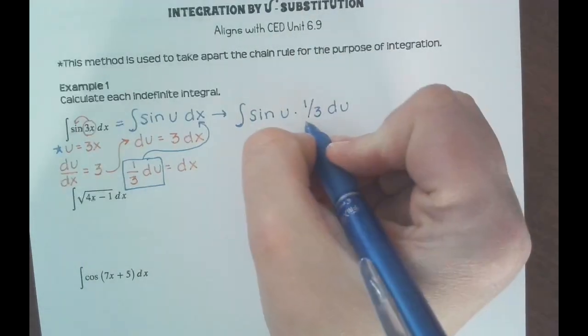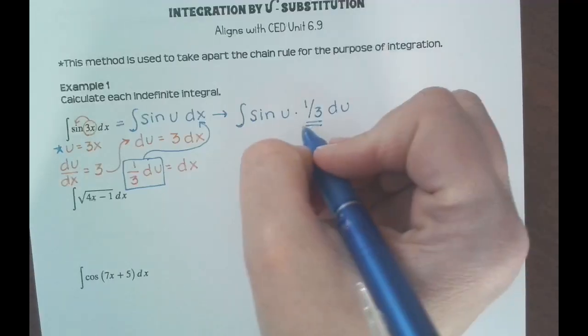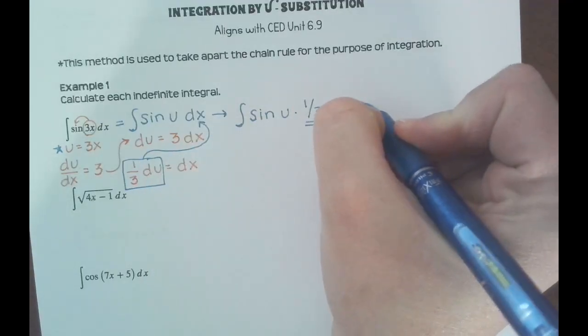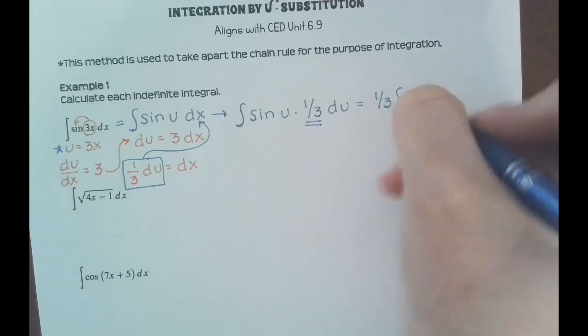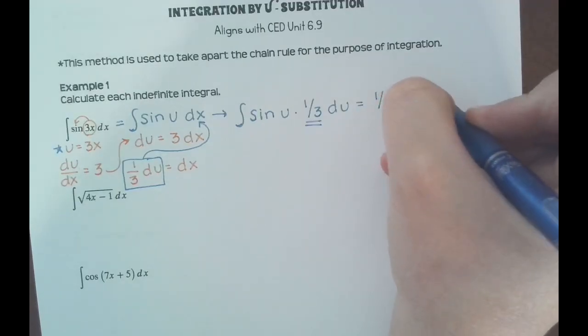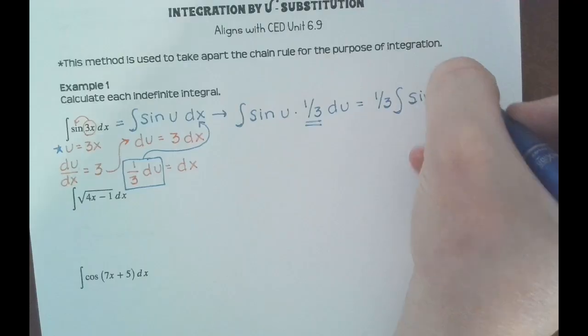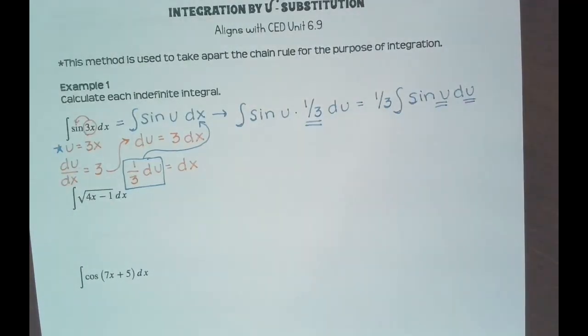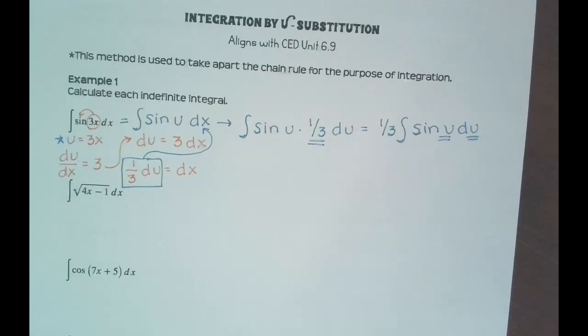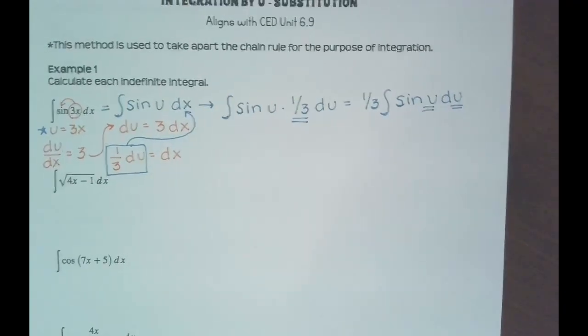And then this 1/3 is a constant multiple, so that can actually move out in front of my integral. So I can say this is now 1/3 integral of sine u du. And the important thing is that this variable matches this variable. And the reason that's important is because now I need to take an antiderivative.